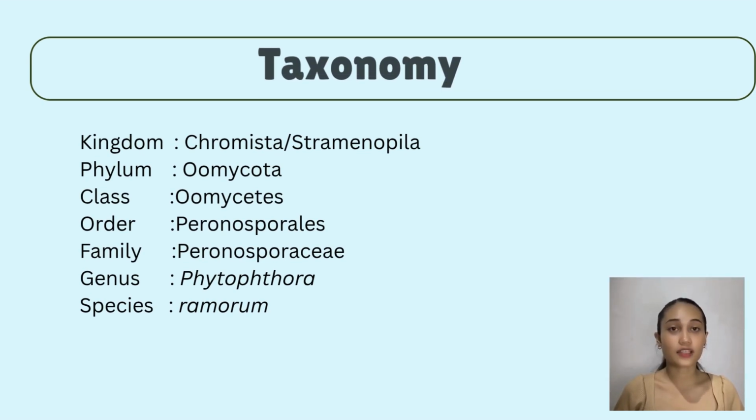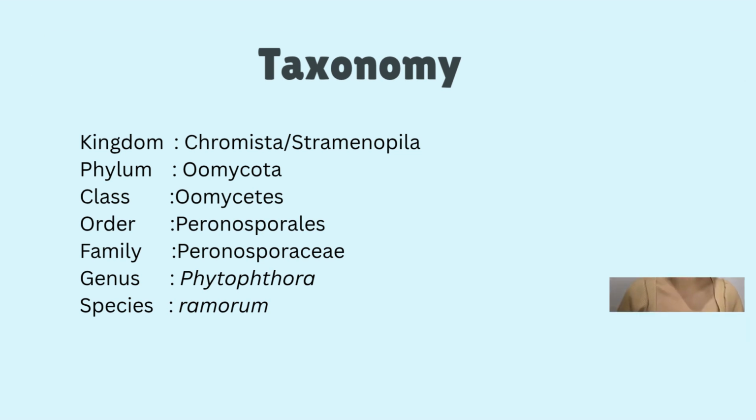Based on its classification, Phytophthora ramorum belongs to the kingdom Chromista or Straminipila, phylum Oomycota, class Oomycetes, order Peronosporales, family Peronosporaceae, genus Phytophthora, and species ramorum. This taxonomy highlights its close relation to other destructive water molds that affect crops and trees globally.